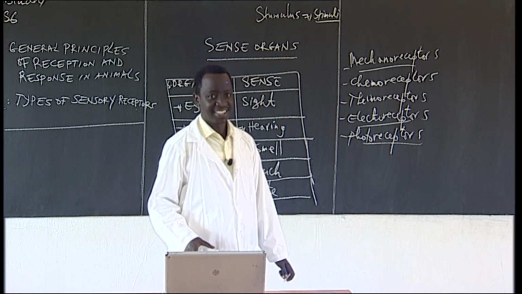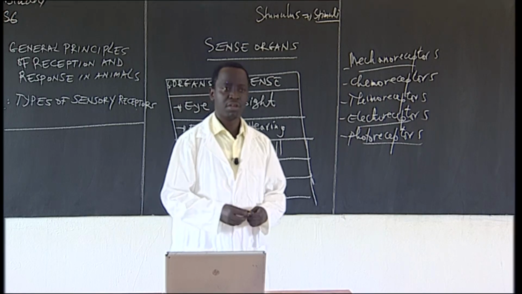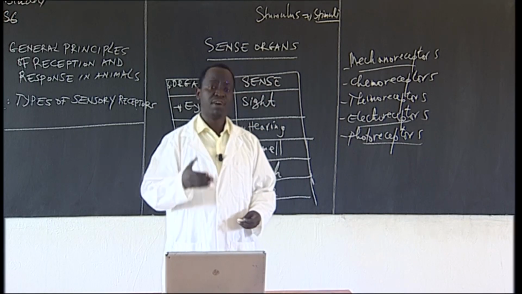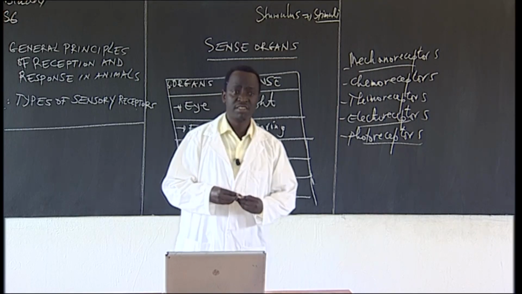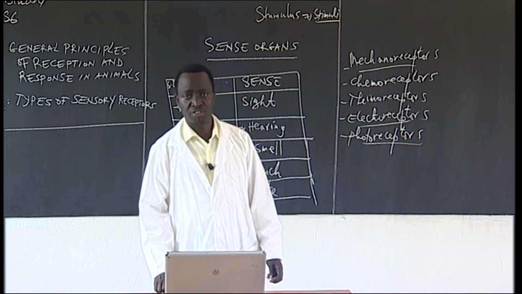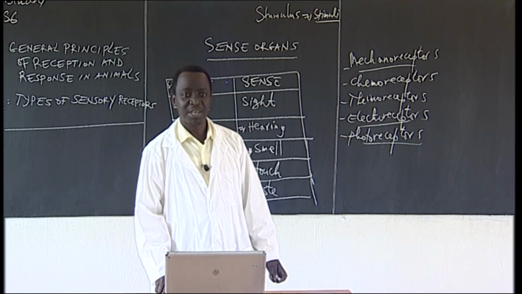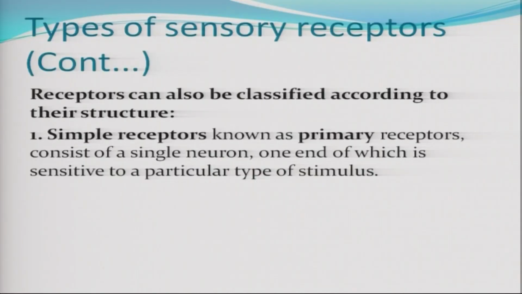Have you got something? You can explain and give examples. Now, we can also classify the receptor cells according to their structure. Are you getting this? So we have the simple receptors. Those simple receptors, they are also known as what? Primary receptors. These, they do consist of a single neuron.